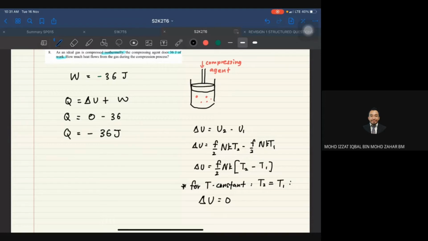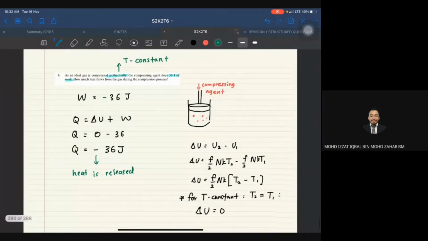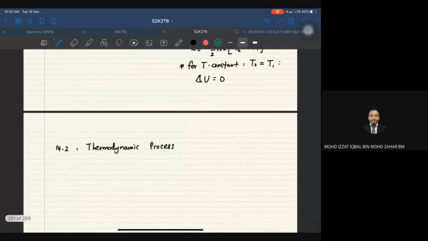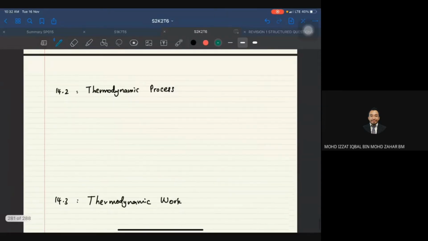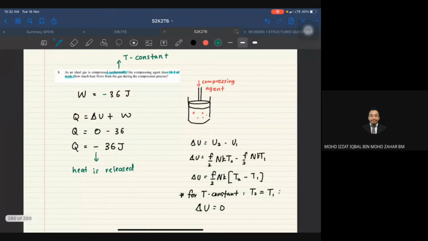Okay, negative here maksudnya adakah heat being released ataupun absorbed? What does this negative mean? Heat release ke absorb? Release. Yes. Heat is released. Okay, very good. I think you guys can get the general things to understand here. Okay, moving on to the next subtopic. Ada soalan tak untuk yang 14.1 so far? Okay, kalau tak ada, kita move on.